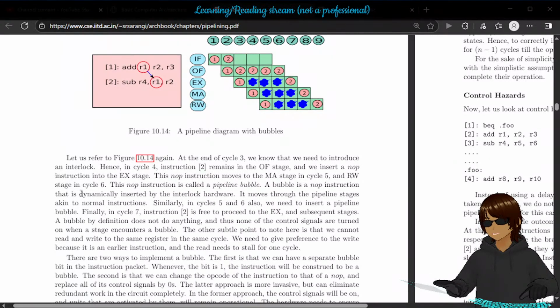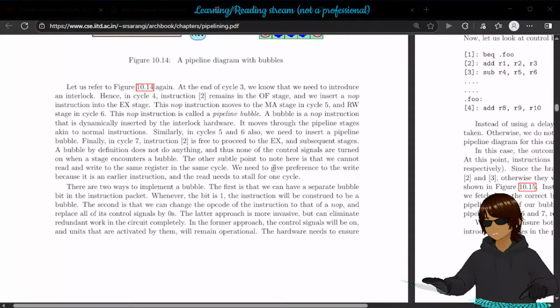A bubble is a NOP instruction that is dynamically inserted by the interlock hardware. It moves through the pipeline stages akin to normal instructions. Similarly, in cycles 5 and 6, also we need to insert a pipeline bubble. Finally, in cycle 7, instruction 2 is free to proceed to the execute stage and subsequent stages. A bubble by definition does not do anything, and thus none of the control signals are turned on when the stage encounters a bubble. The other subtle point to note here is that we cannot read and write to the same register in the same cycle. We need to give preference to the write because it is an earlier instruction, and the read needs to stall for one cycle.